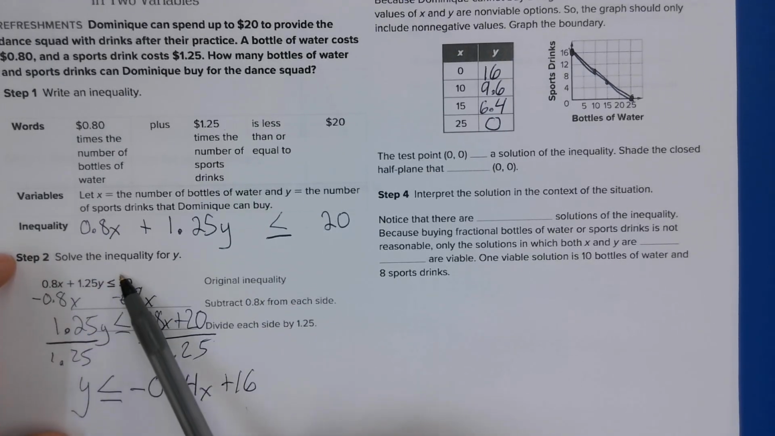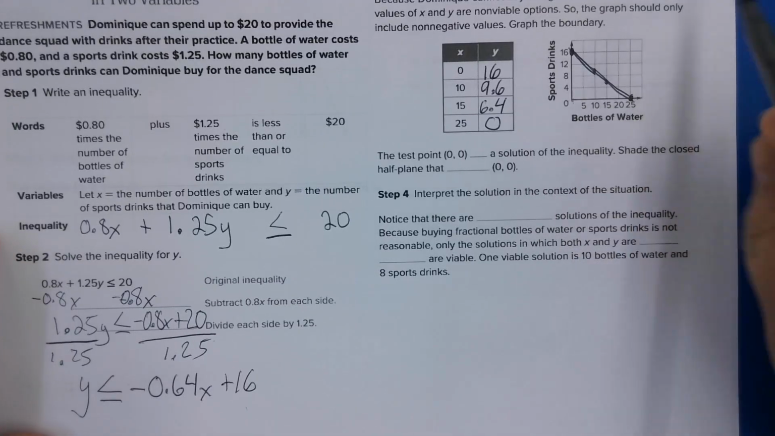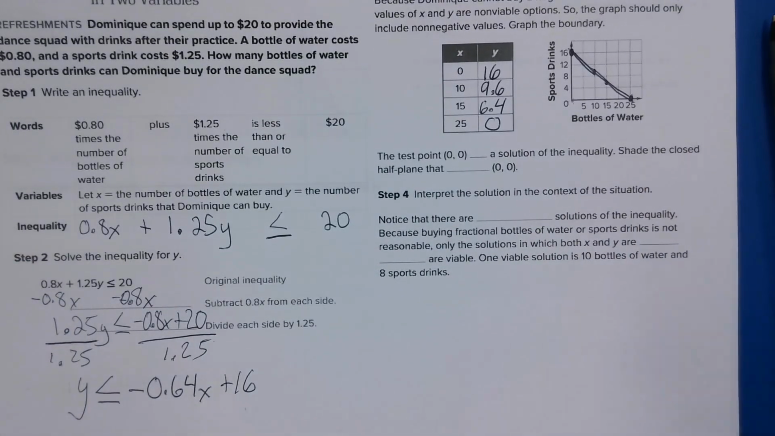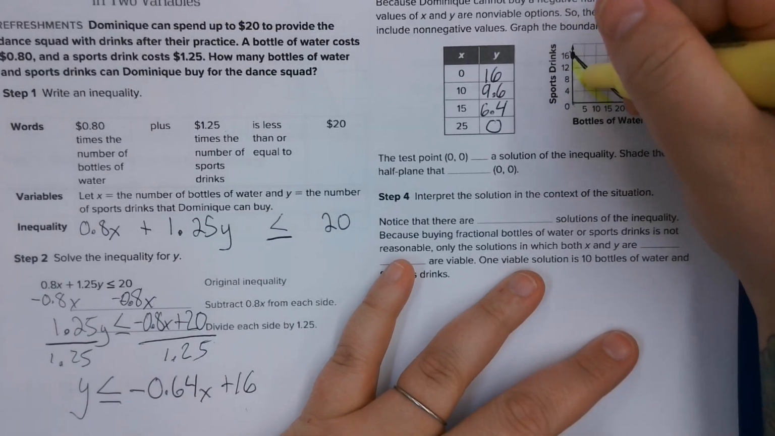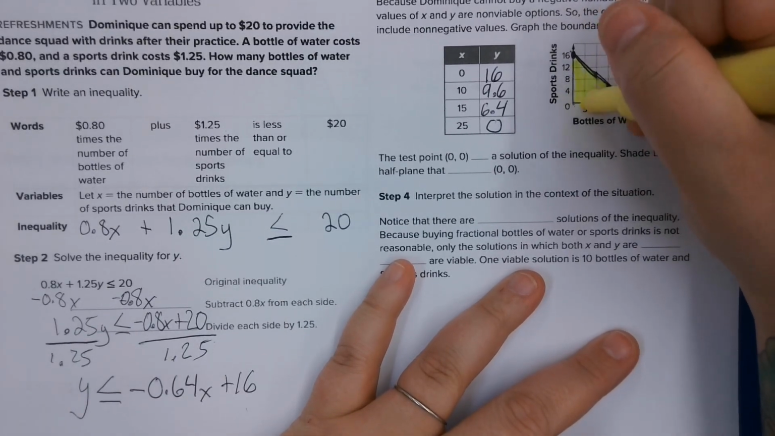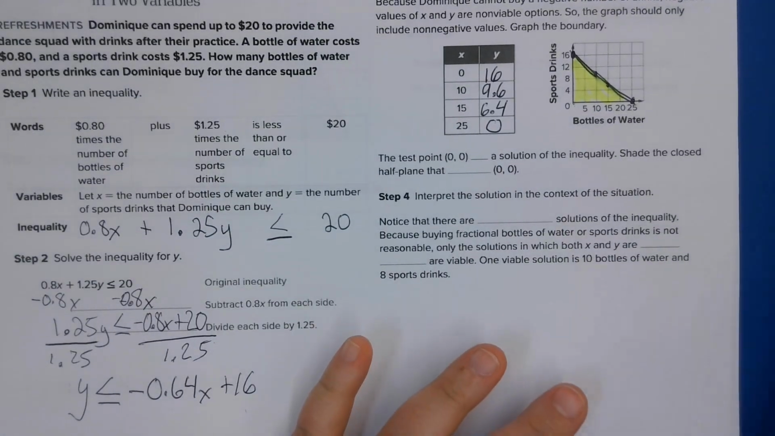Is 0 less than or equal to 20? Yes, 0 is less than or equal to 20, so the test point 0, 0 works. And I'm going to fill in this underside, this half plane right here. This is the one that's going to get shaded in. We can fill in our blanks here.